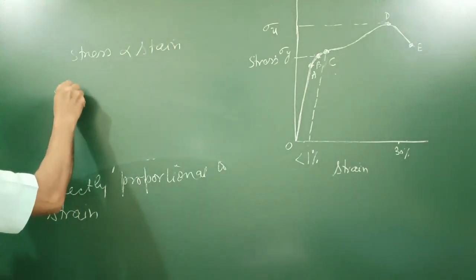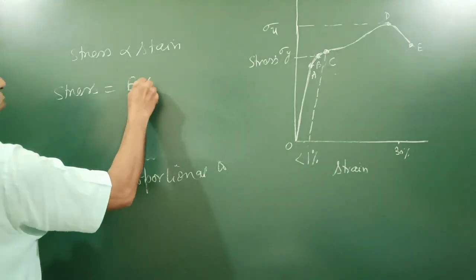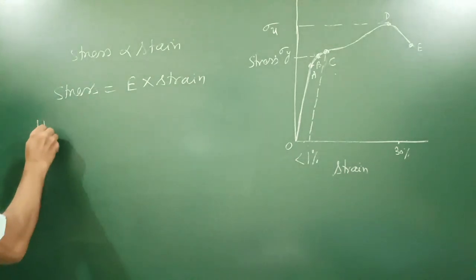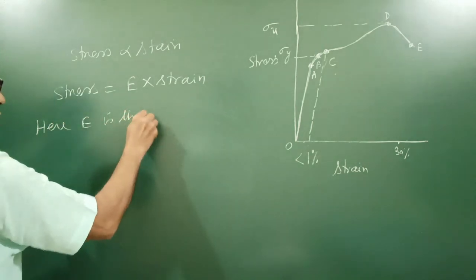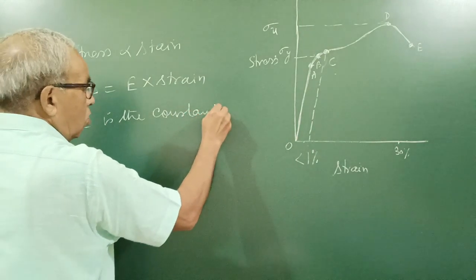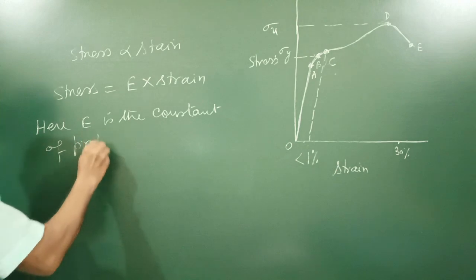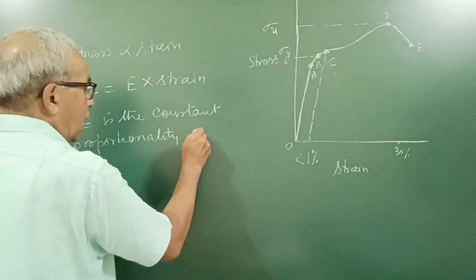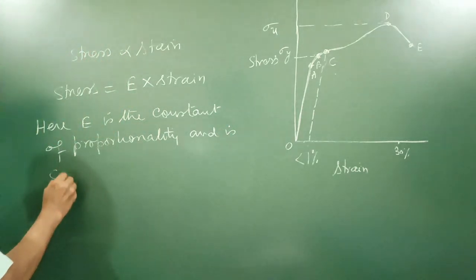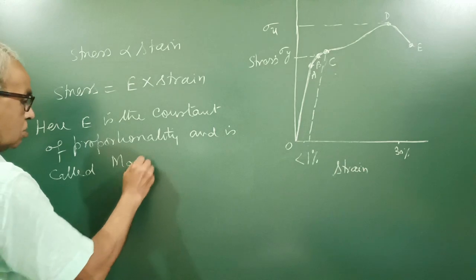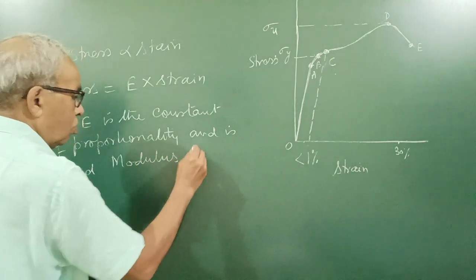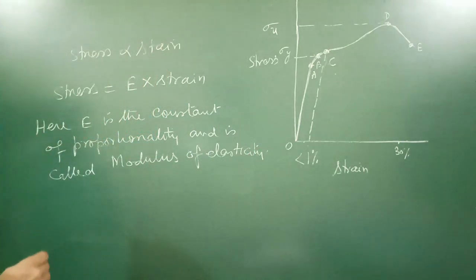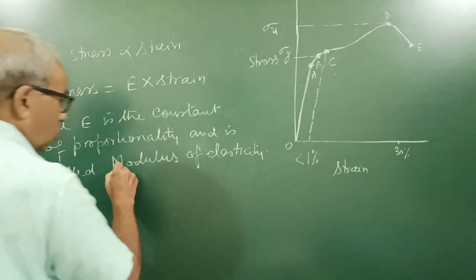or stress is equal to, I write capital E, into strain. Here E is the constant of proportionality, and it is called the modulus of elasticity. I will discuss modulus of elasticity later on.